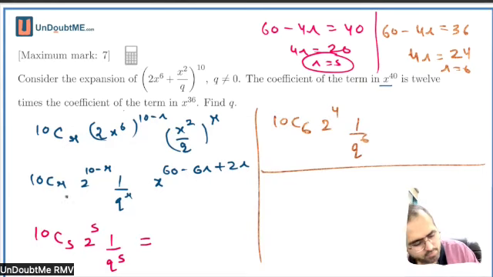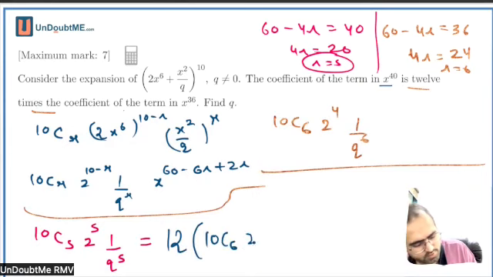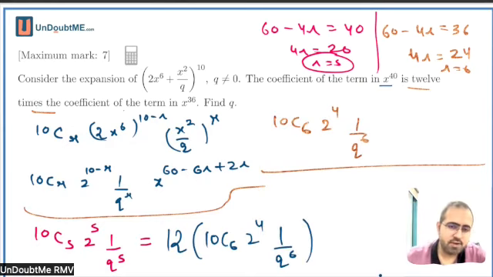We will equate them by considering what they have given is 12 times. So I'll just write here only: this is 12 times 10C6, 2 to the power 4, 1 over q to the power 6. So that is very comfortably giving me the value of q. It's just calculation now. So if any one of you gets the answer, just let me know.